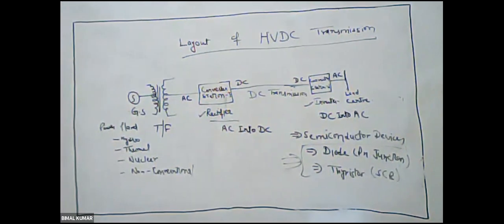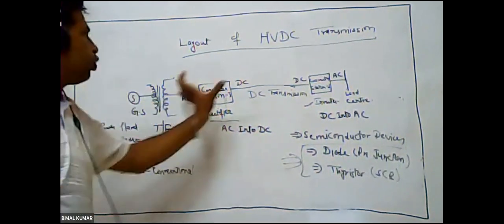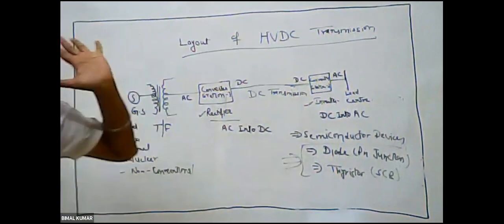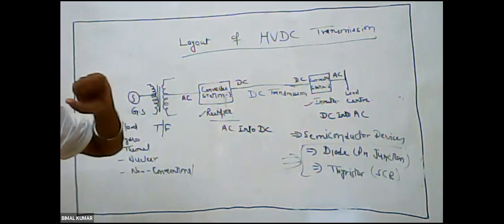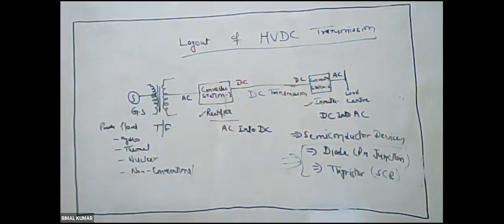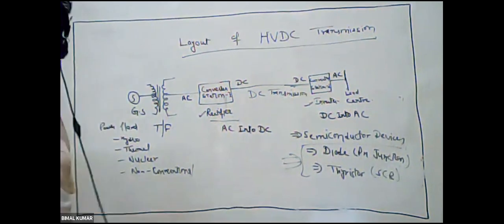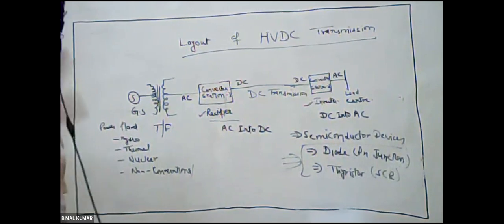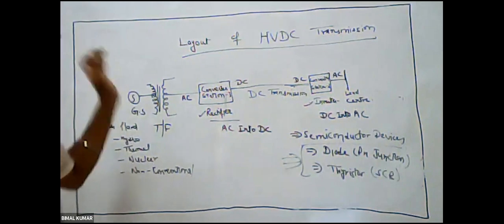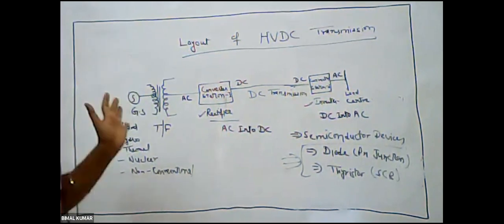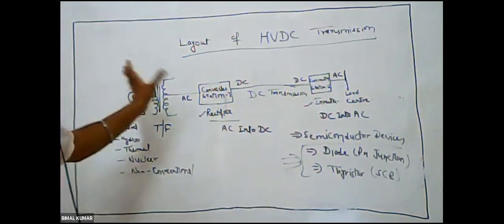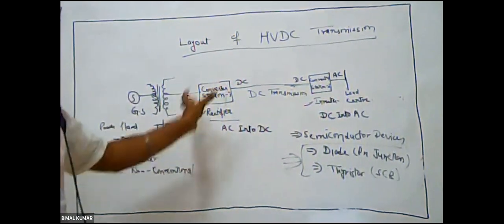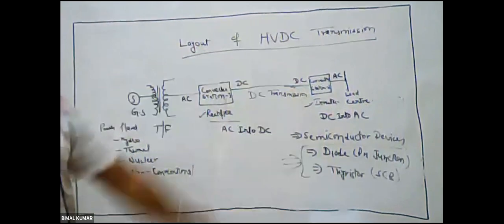Yes, one thing more. These are the basic components of the HVDC transmission line. Sometimes it may be asked: what are the basic components of the HVDC transmission line? Explain with the help of a general layout. So these are the basic components of any HVDC transmission line: one is the generating station, then the transformer, then converter station 1, then converter station 2, then the load center.